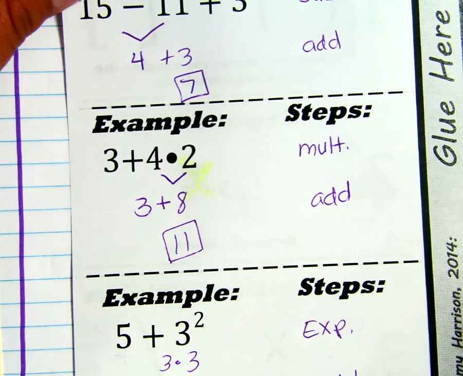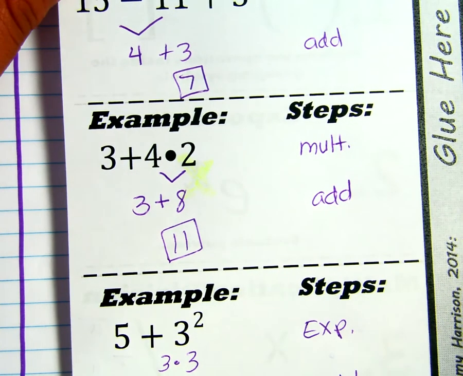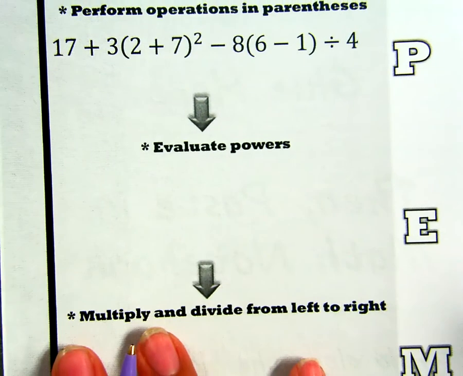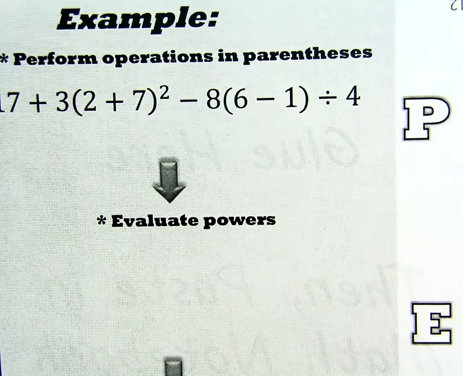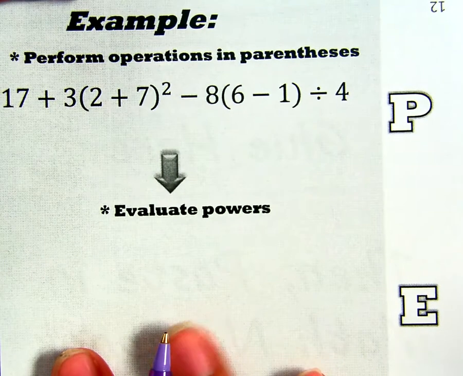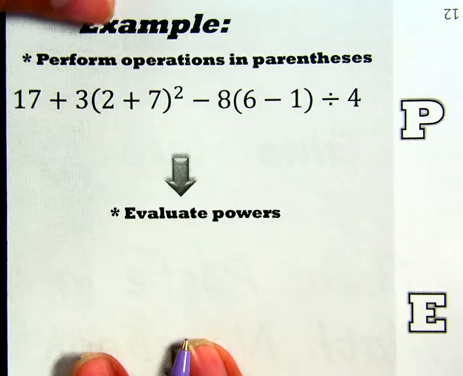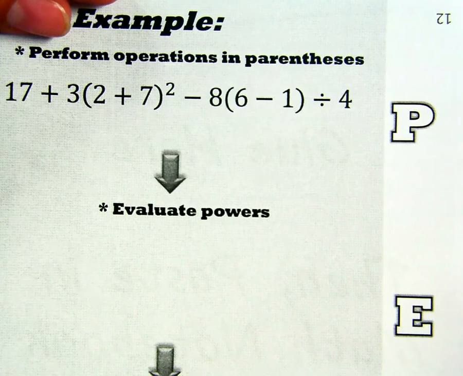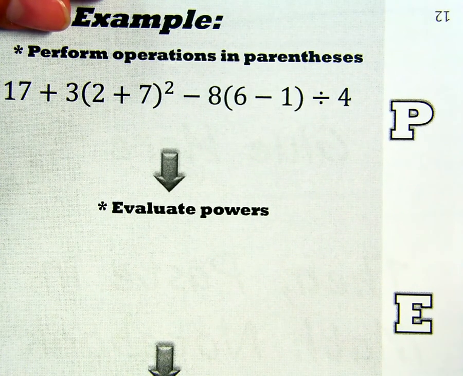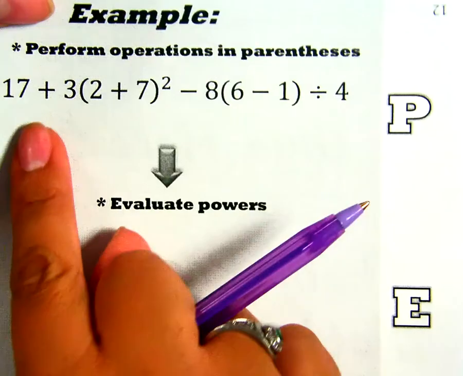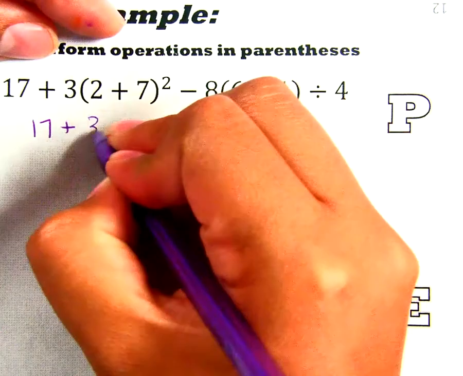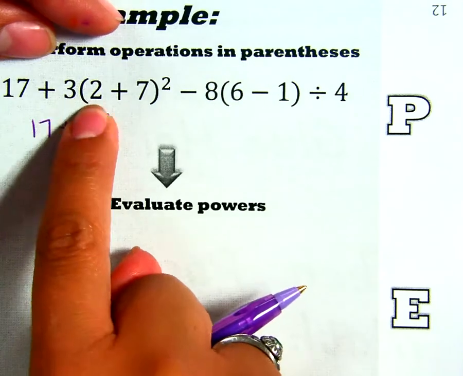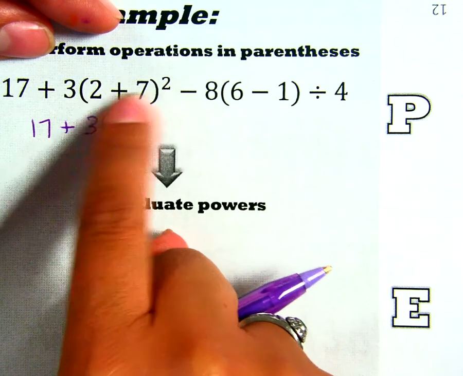Any other questions? Okay, so we're going to move on to the right side. That one's going to be a little bit longer because there's a lot more numbers. But as long as you follow the steps, we're going to get the right answer. So let's go through our list. Are there any parentheses? Yes. So we do those first. So we bring down the 17. We're going to write 3 times, right? If a number is next to it, that's multiplication. So we're going to simplify the inside. What's 2 plus 7?